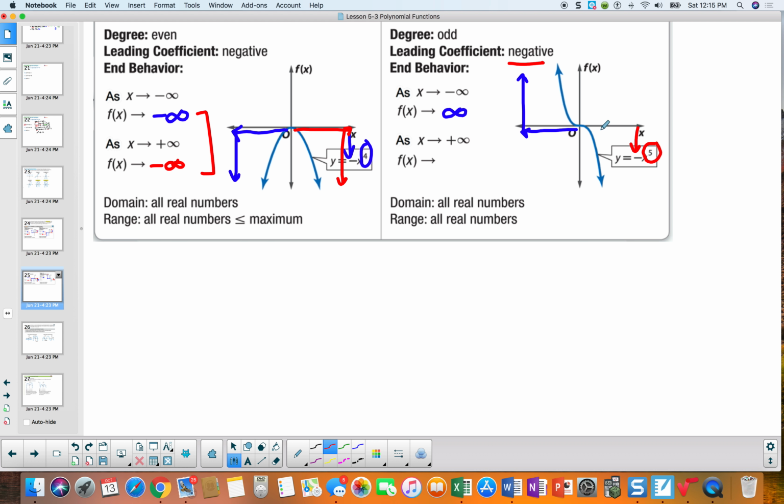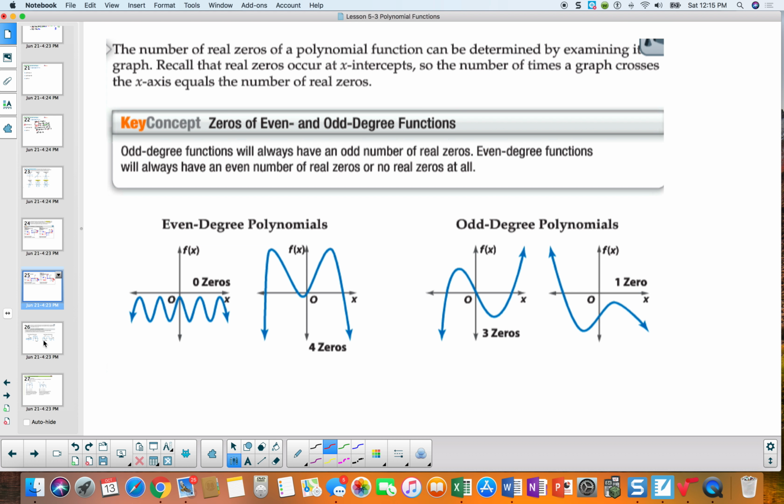Let's switch. As x goes to positive infinity, let's look at the y's. The y's are going to negative infinity. So again, they're going in opposite directions. The domain is all real numbers, and the range will be all real numbers as well.